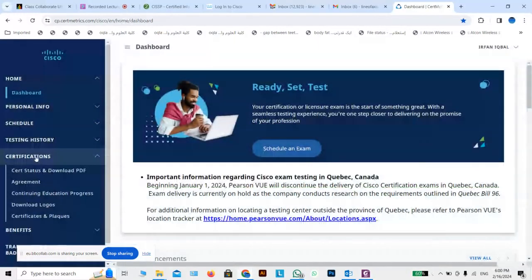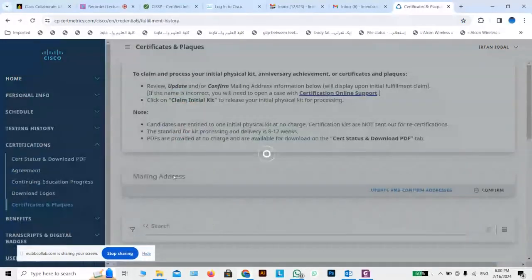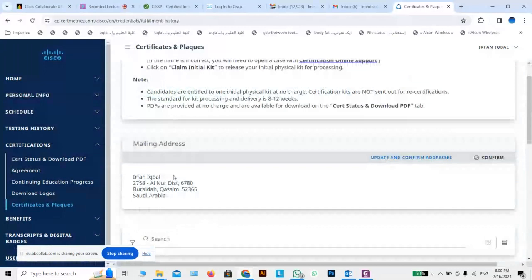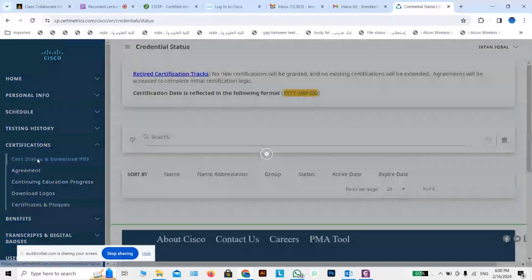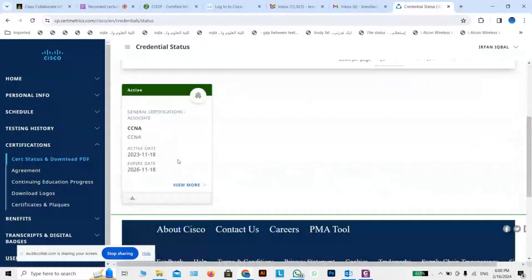These are certifications. So this is my certification for CCNA. It was issued on the 18th of November last year, and it is valid till the 18th of November 2026. And I also have some other CompTIA and Microsoft certifications as well, like Microsoft Azure and CompTIA Security Plus.